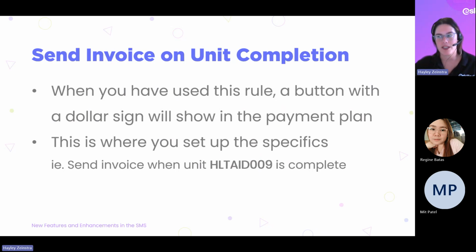But that button is where you set up the specifics. So for example, you want to send that invoice when a particular unit, being that HLT-AID 009, has been completed. So that's an additional piece of setup. You do need to go in and specify the specifics of which unit is linked to which rule.